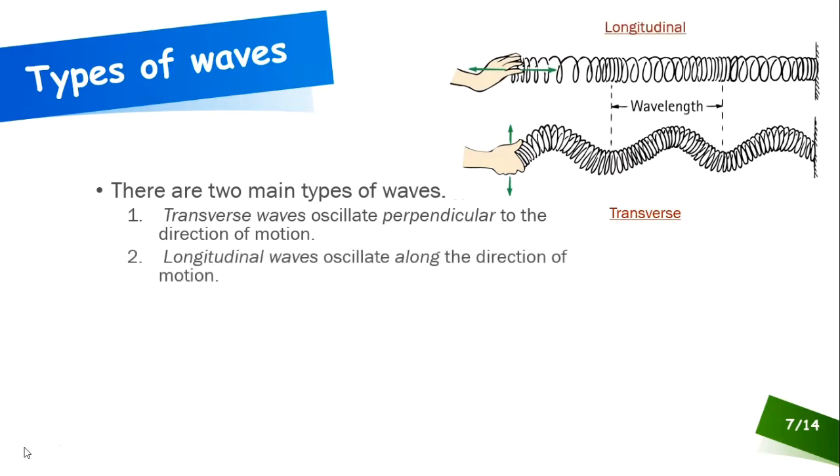Another type of wave is a longitudinal wave. Longitudinal waves oscillate along the direction of motion. So up at top where we're moving the spring back and forth, the wave that you see there is moving back and forth. So it's along the same direction, and that means we have a longitudinal wave.